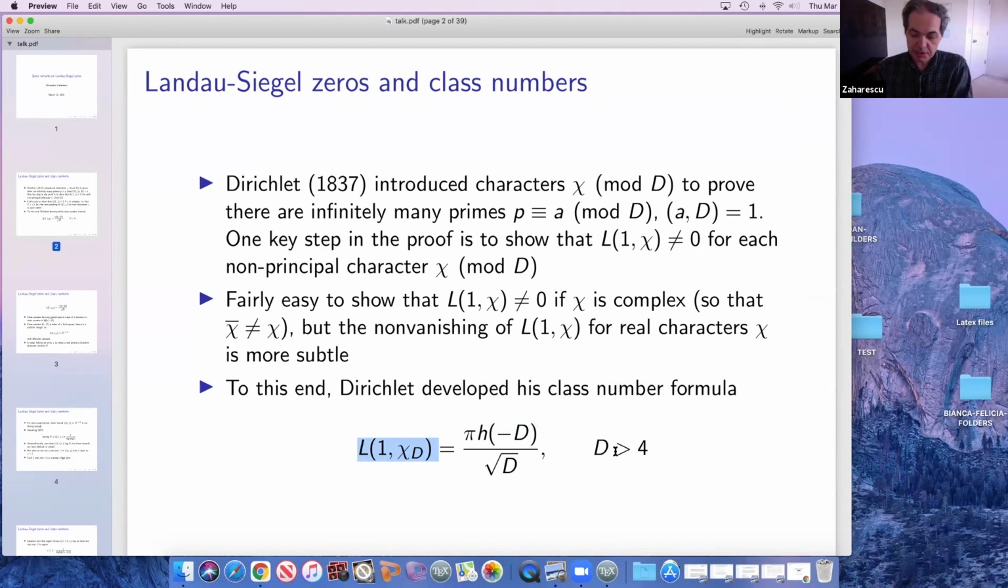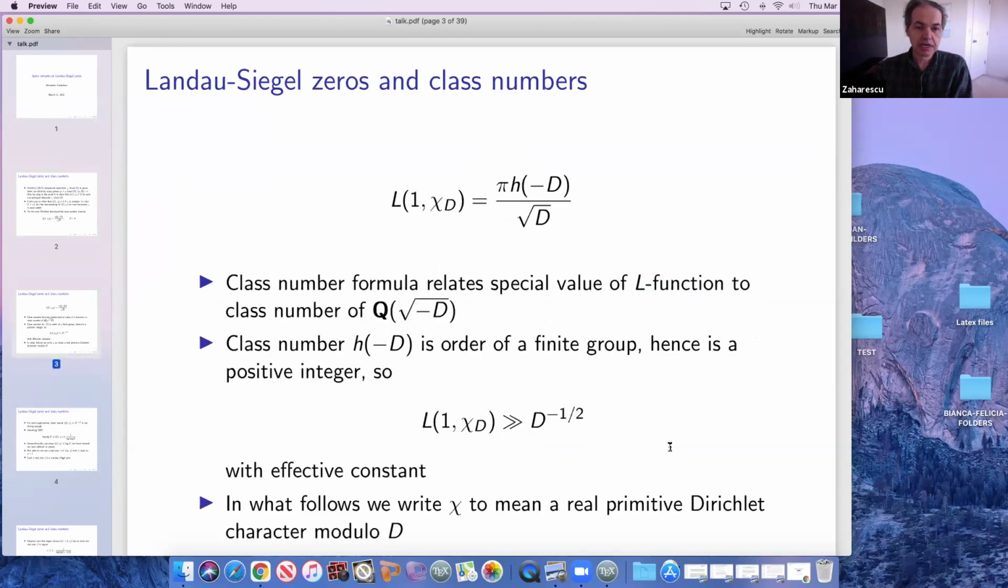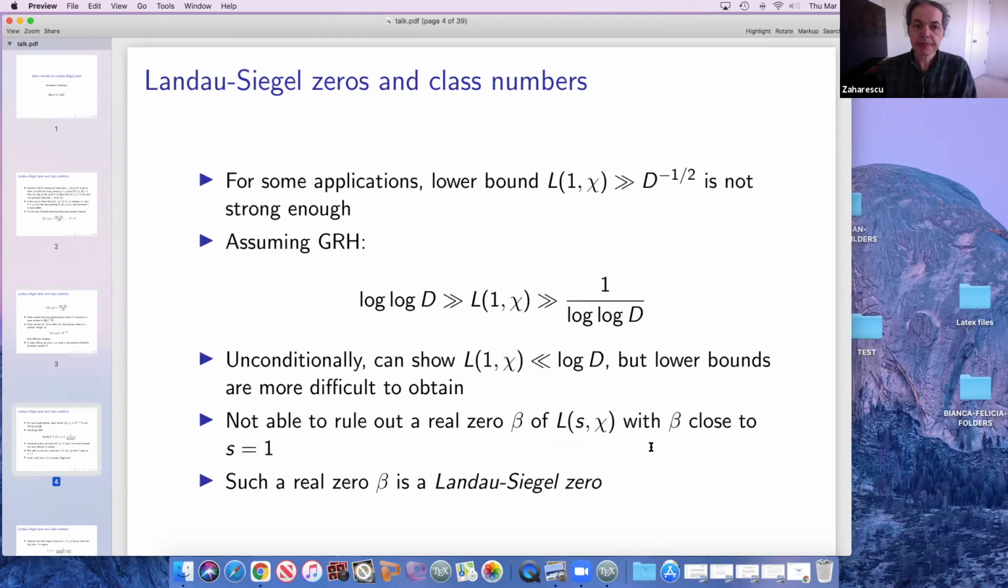And it might be surprising to know that, at least as far as effective results are concerned, we don't have much better bounds. I mean, just a log better, if you call this. Okay, so connection with class number, we have this lower bound, and in what follows, I just write χ for this character mod d. So, Dirichlet character mod d.